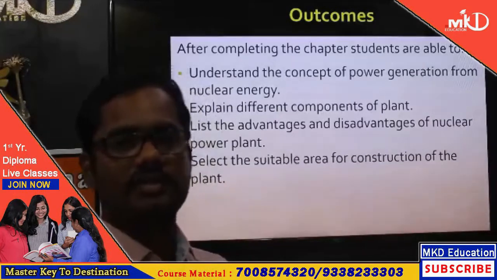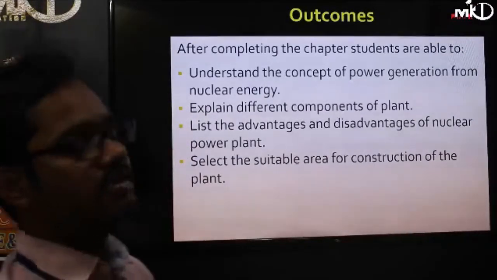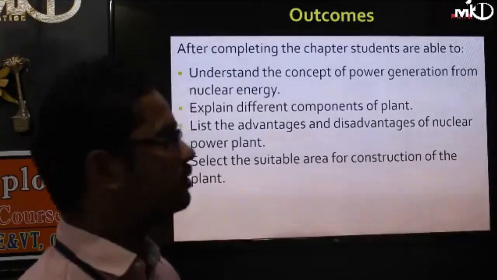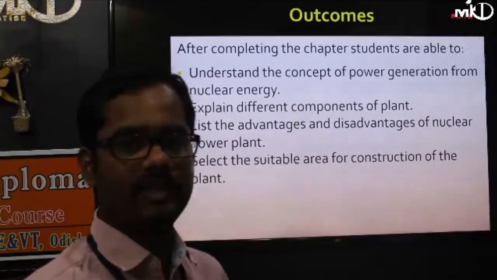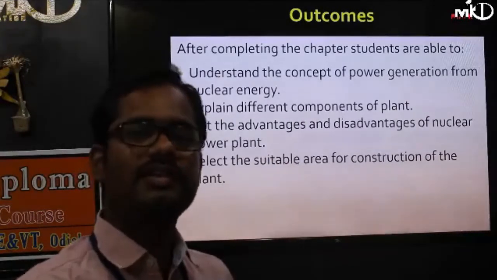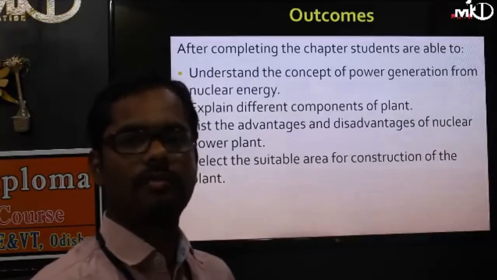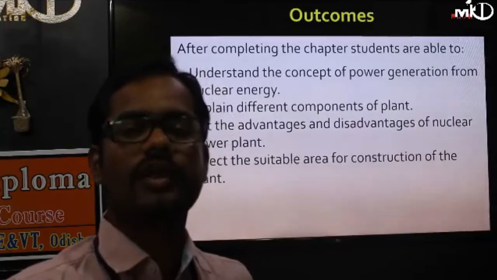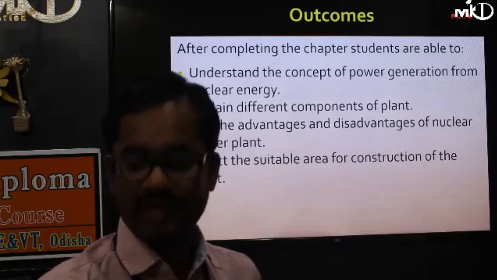With the completion of the class, we are able to understand the concept of power generation from nuclear energy, how power is obtained from a nuclear source. Then, what components are present? You can explain the different components present in the power plant. Then the advantages and disadvantages. You can list the advantages and disadvantages of the nuclear power plant compared with other power plants. Then you can choose the area where you can construct a nuclear power plant. Okay, so let's start our class.